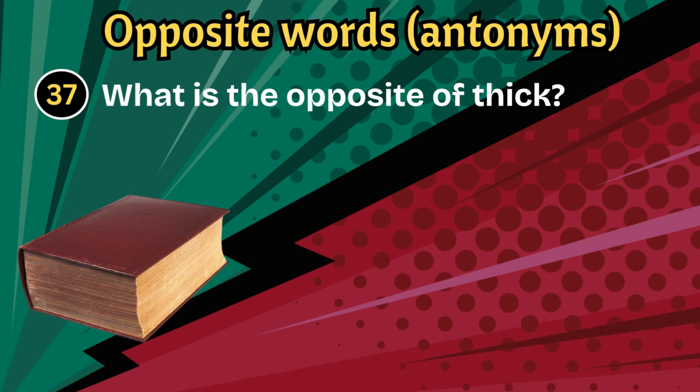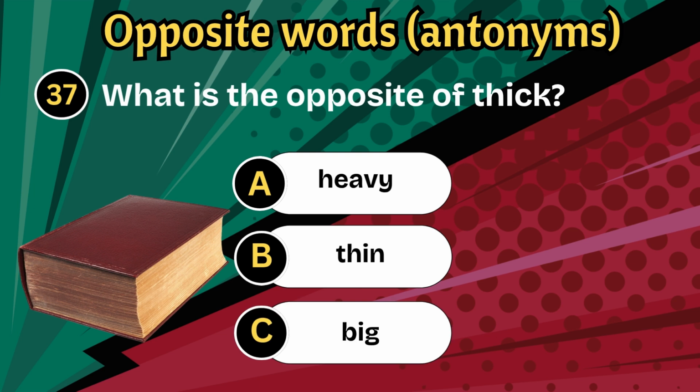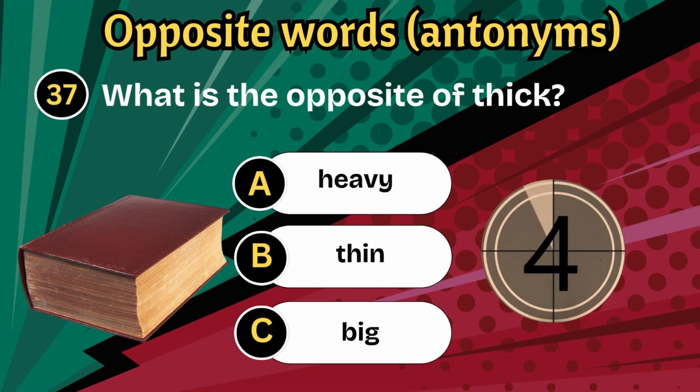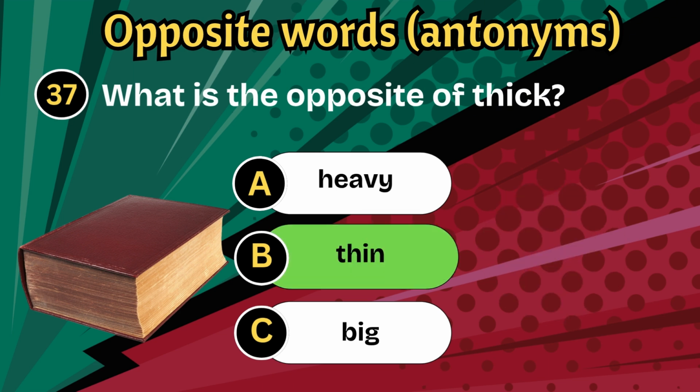What is the opposite of thick? I bet you can solve this. Trust your instincts and guess. The correct answer is thin. Thick means something takes up a lot of space and is hard to squeeze, like a big stack of books, while thin means something takes up only a little space, like a single piece of paper.